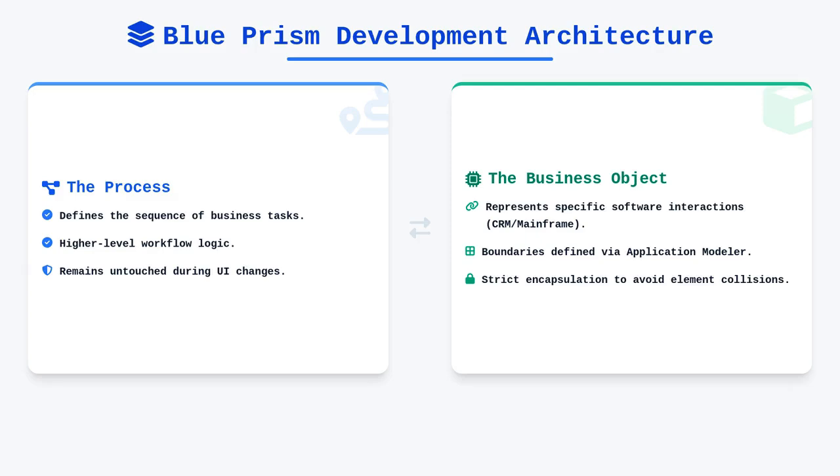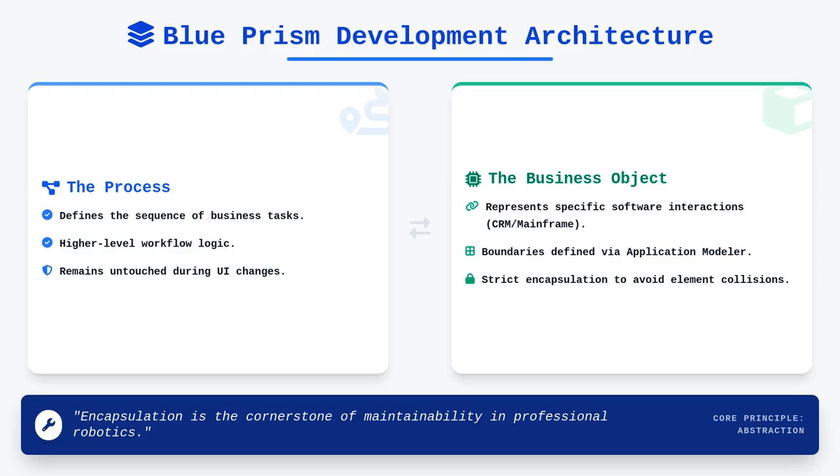By strictly defining the application interface, you ensure that any future UI changes in the target application only necessitate updates within the Object Studio, leaving your higher-level process flows completely untouched. This is the cornerstone of maintainability in professional robotics.